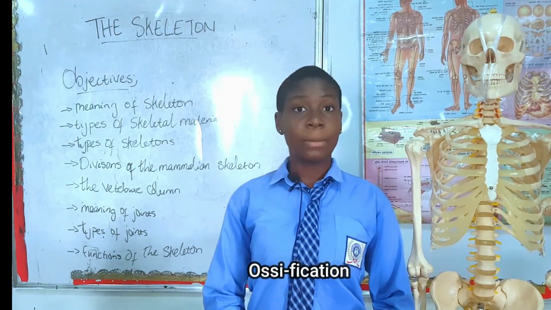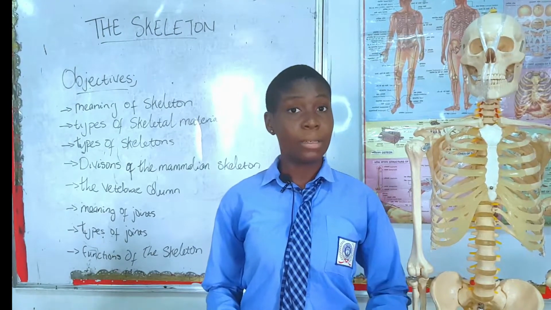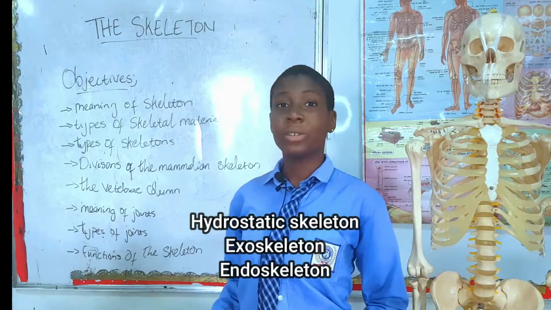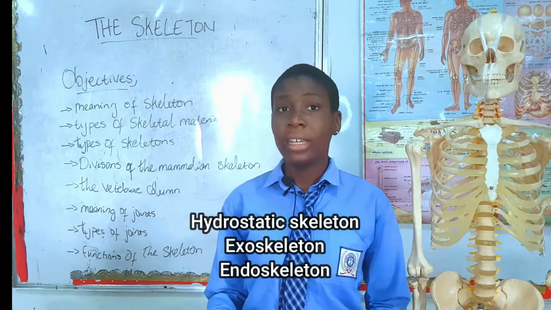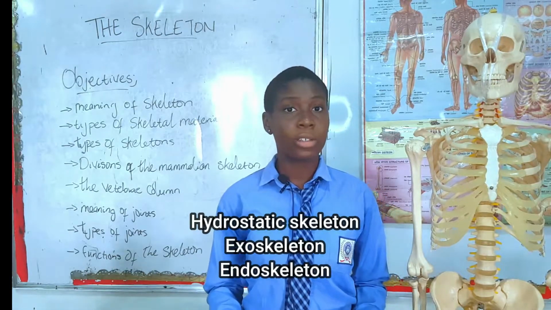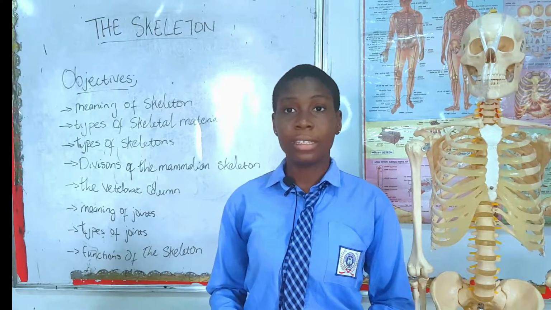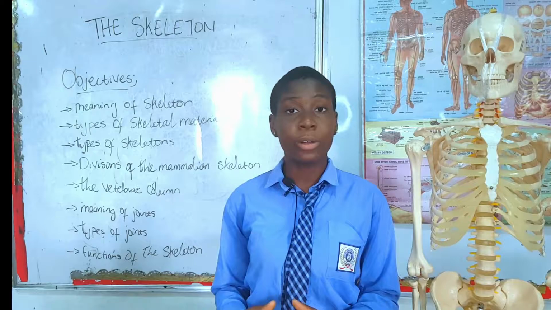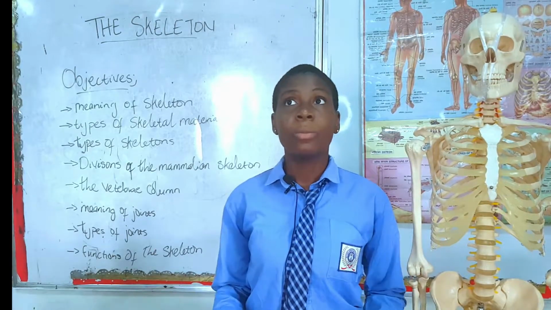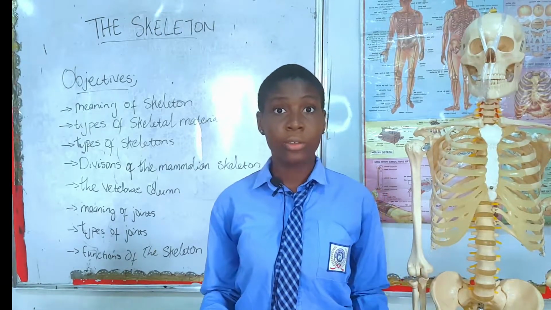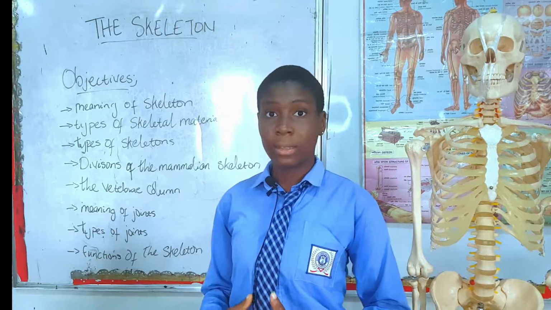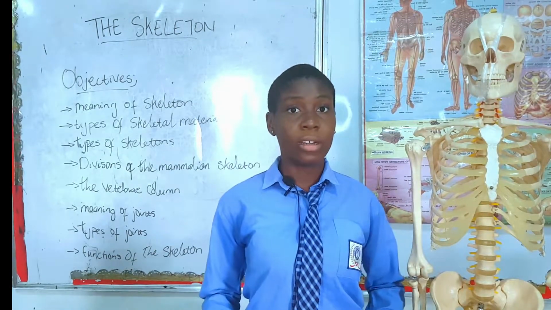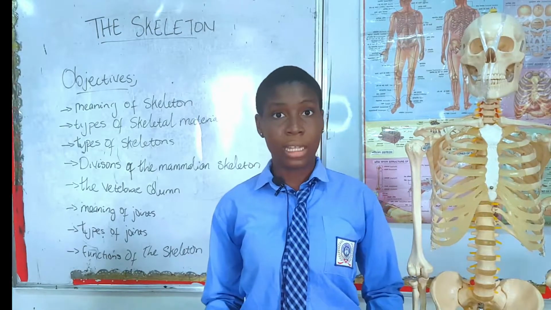Then we move to the types of skeleton. There are three major types of skeleton. That is the hydrostatic skeleton, the exoskeleton, and the endoskeleton. The hydrostatic skeleton basically works on the principle of hydraulics, that is a fluid in an enclosed environment. It brings about movement by the contraction of the muscles of the organisms. Examples of organisms with hydrostatic skeleton are soft-bodied organisms like earthworms and starfishes.